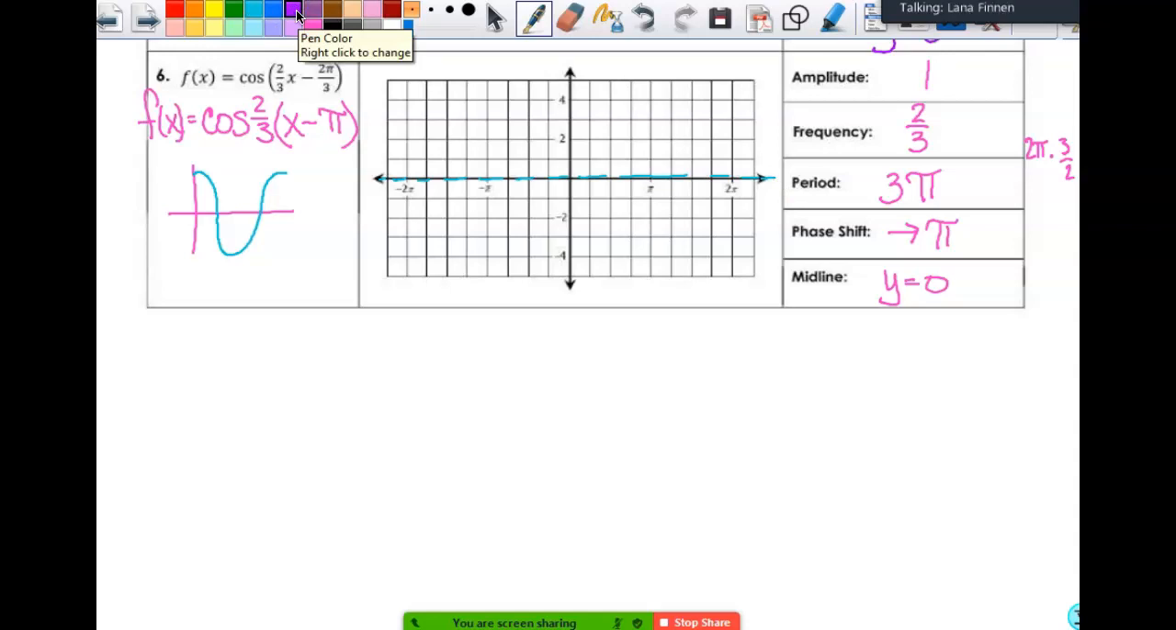Okay, so from the parent function, I would be at 0, 1, or 0, midline 0, whatever the amplitude is, which is 1, unless there's a horizontal shift, which there is. So I'm going to put my pencil or my stylus at 0, 1, and then I have a phase shift of pi, so I'm going to move to the right pi. There's my point.